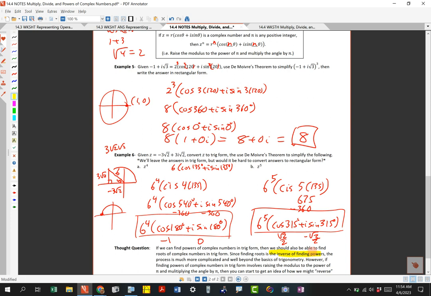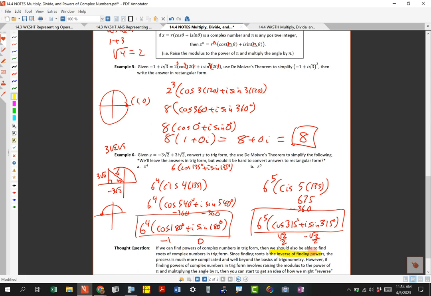Okay, listen up, then I'm done. When we find inverses, inverting a process is usually much more complicated. But if you look at that formula at the top, we raise the modulus to the n, and we multiply the angle by n. You want to take a guess at how we take the square root, the third root, the fourth root? We take the root of the modulus, and you divide the angle by whatever root you're doing.